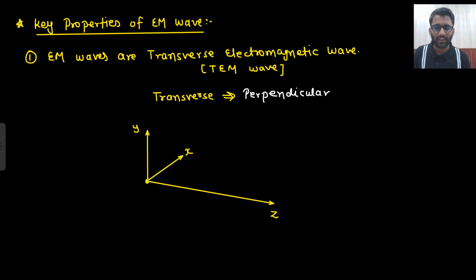What I mean to say is that if this is your electric field, and this is your magnetic field, then this will be your direction of propagation. Are you getting this point? So all are perpendicular to each other, that's why it is known as a transverse electromagnetic wave. P means direction of propagation.